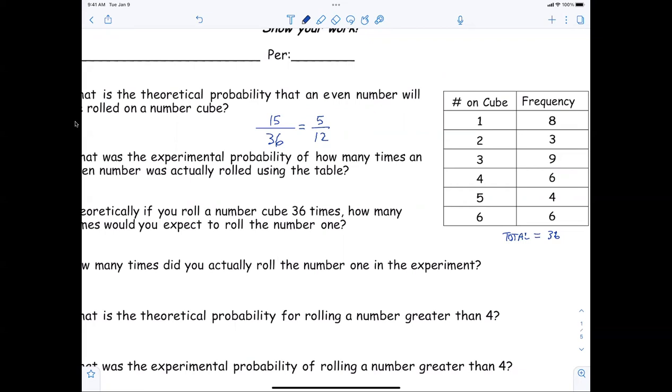How many even numbers were rolled? 3, 6, and 6 is 15. That's what I said. 3, 6, and 6 is exactly what I said. I got it videoed right now. Do you see what I'm saying? It's 15.